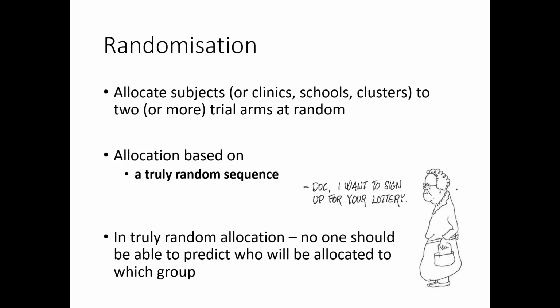And the allocation has to be truly random, right? And sometimes you have things that look like they're random, but they're not. For example, saying, oh, every other patient goes into the intervention, into the trial, that is not true randomization. In true random allocation, no one should be able to predict who will be allocated to which group. So it's not one like that, one like that.